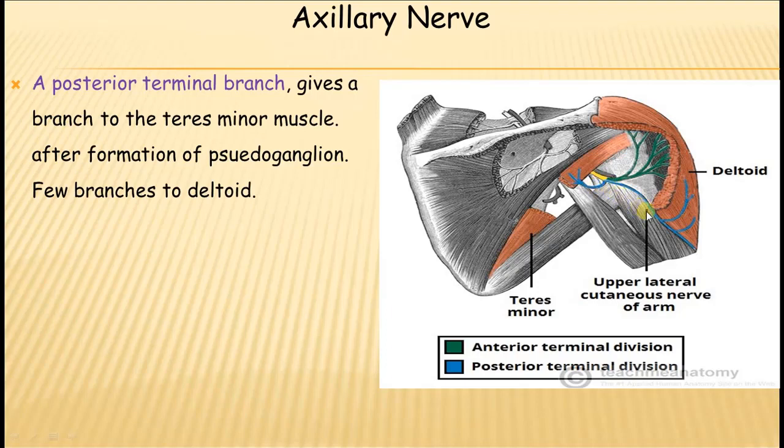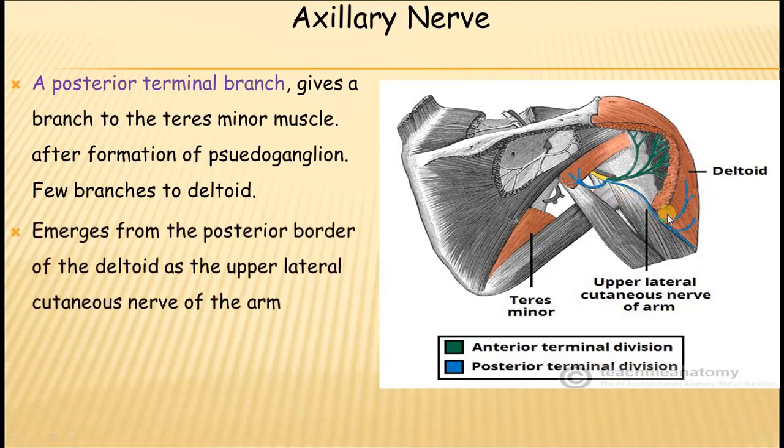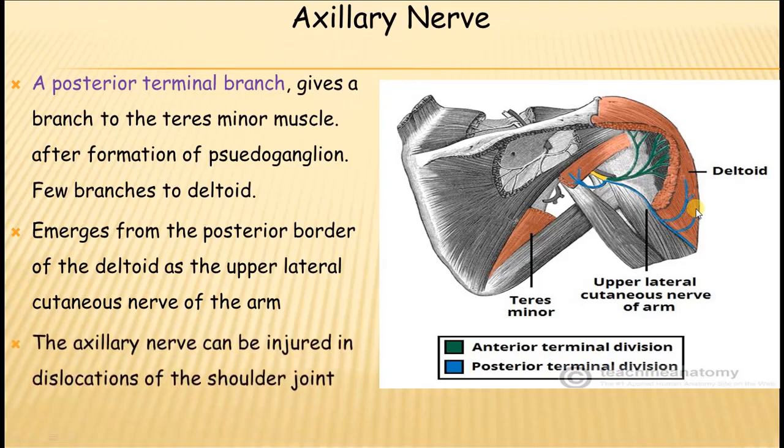Afterwards it gives a few branches to the deltoid muscle, then emerges from the posterior border and supplies the upper lateral part of the arm as the upper lateral cutaneous nerve of the arm. Okay, so naturally Hilton's law is satisfied here. So what else does the posterior division supply? Teres minor, branches to the deltoid, and the skin over the upper lateral part of the arm. So to summarize, the axillary nerve is going to supply your deltoid muscle, teres minor muscle and your shoulder joint.